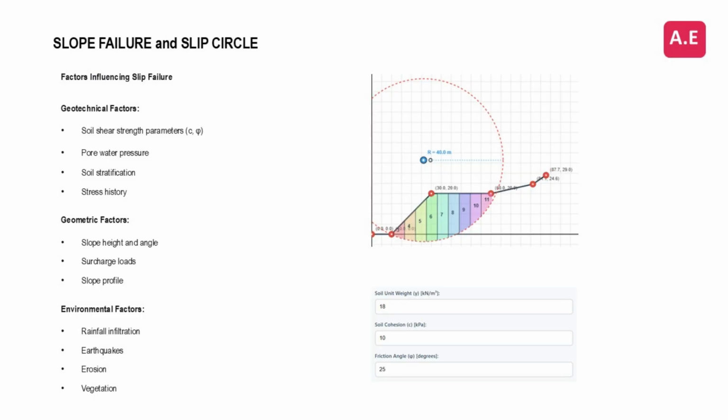Finally, the environmental triggers. Rainfall that infiltrates and raises pore pressure. Earthquakes that add dynamic loads. Even erosion at the toe or removal of vegetation can be the final straw.